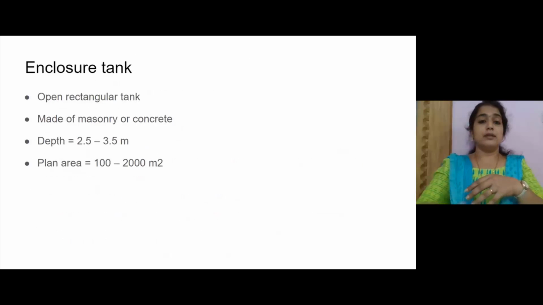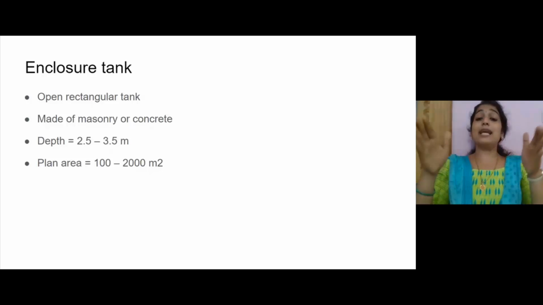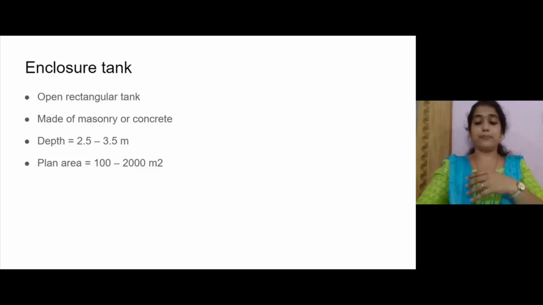Then the enclosure tank. This is a basic structure that encloses all the components of a slow sand filter. It is an open rectangular tank made of concrete or masonry, with a depth of 2.5 to 3.5 meters and a plan area of 100 to 2000 meters square. It requires a large area for construction of a slow sand filter.